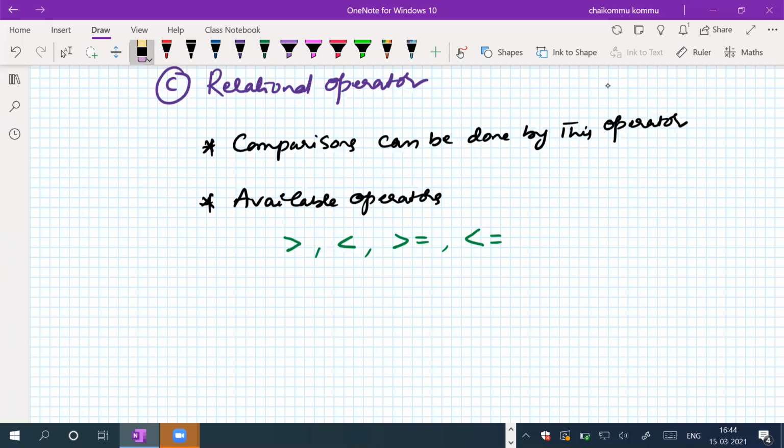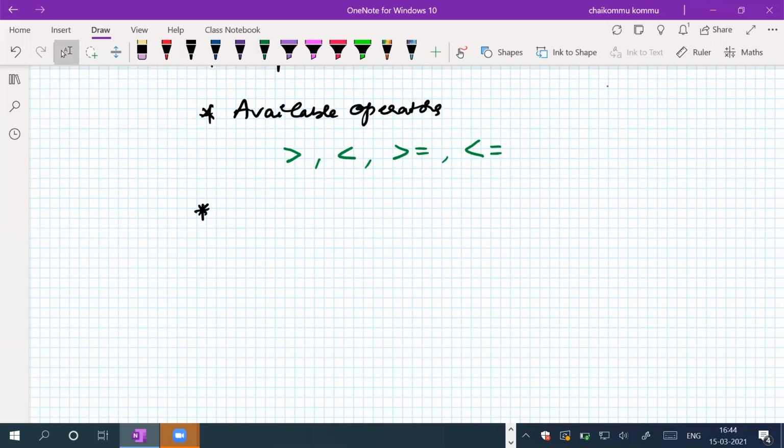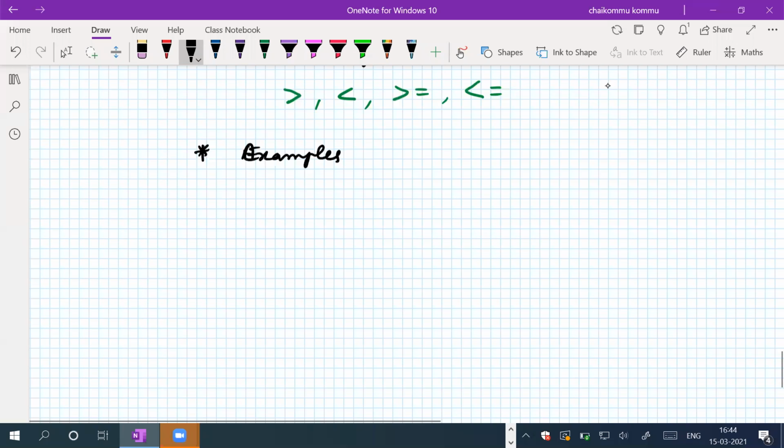Okay, so let us understand these operators with the help of some values. For example, A is equal to 4 and B is equal to 3. X is equal to 4-bit 1010, Y is equal to 4-bit 1101, and Z is equal to 4-bit 1xxx.